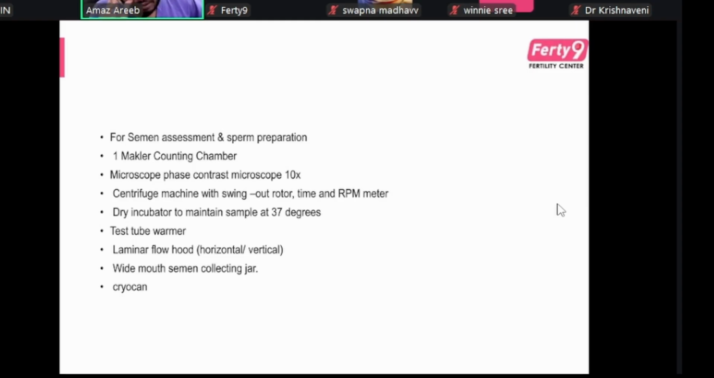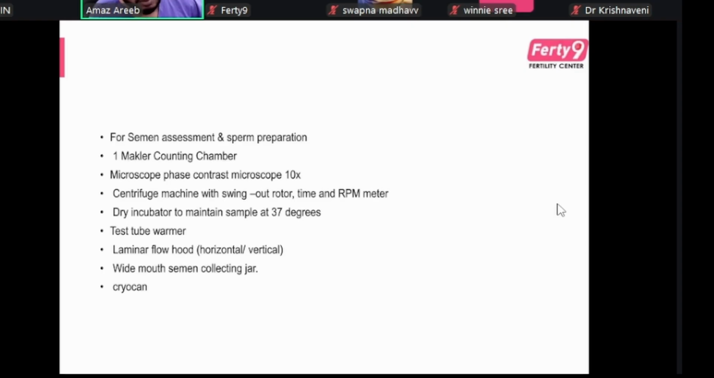The liquefaction time is around 0 to 1 hour. The sample should be liquefied either at room temperature or at 37, where the activity of liquefaction is more than at room temperature. It is preferable to have a dry incubator to warm our consumables, to warm our media to 37, and for the liquefaction as well. The test tube warmer is also to maintain the continuous gradient of 37 when you are working inside the laminar hood.